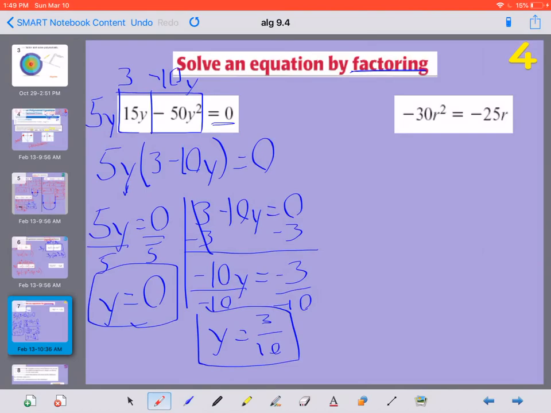Now in this next problem, we have to solve the equation, but when we're solving the equation, we want something to equal 0. So what we need to do is move the negative 25r over to the other side so we can have 0 on this one side here. So I'm going to add 25r to both sides. So we get negative 30r squared plus 25r equals 0. Now I'm going to factor this out.